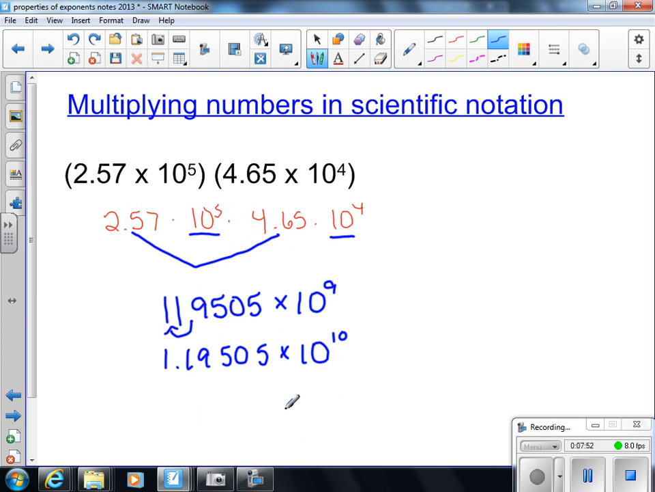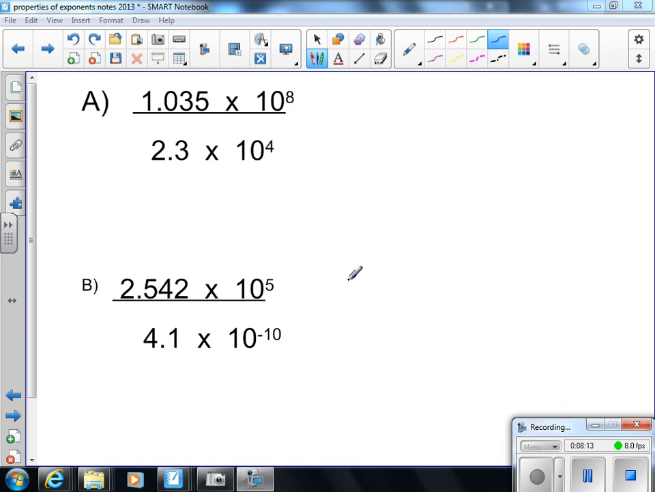Okay, so what's the shortcut? For multiplying numbers in scientific notation, I can multiply my regular numbers, I call them decimal numbers, and then multiply my two bases of 10, and then I can get my answer. Any questions? Okay, let's try some division. And then let's take our shortcuts.